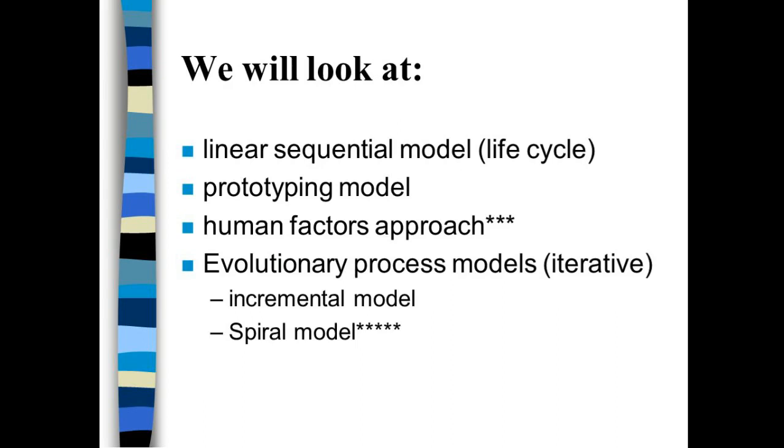Now we will look at the software development lifecycle models. We have various kinds of lifecycle models that develop the software. First of all, we discuss the strategy of every model, their advantages and disadvantages, and at the end, we will compare all of them. So the first model in the software development lifecycle is the linear sequential model. Then we have the prototyping model. Then we have the human factor approach. Then we have the evolutionary process models, that is the incremental and spiral models. First of all, we discuss the linear sequential model.